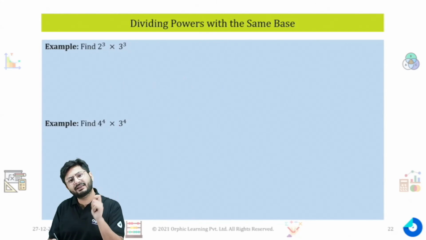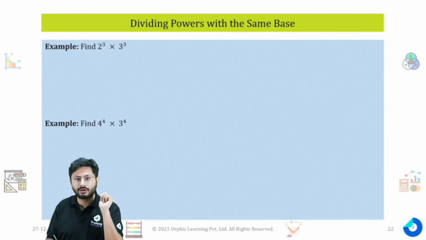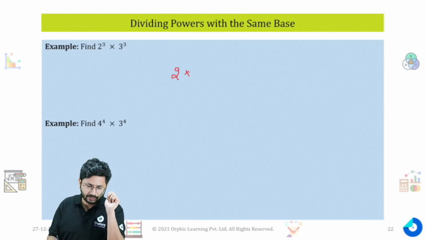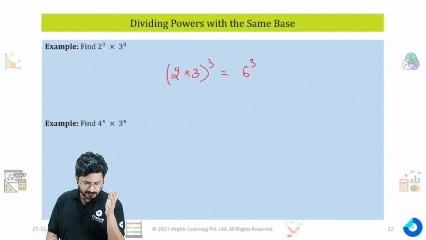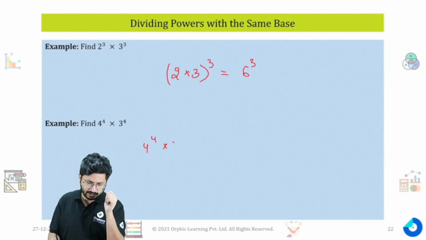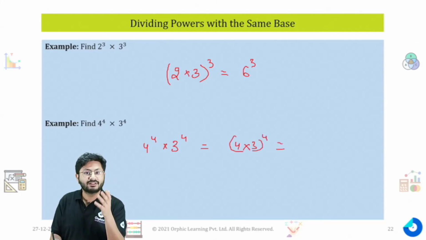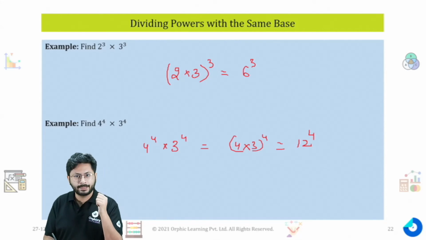So 2 to the power 3 multiplied by 3 to the power 3. So in this, the bases are different and the powers are same. So we'll apply the fourth law of exponent, which is 2 into 3 whole to the power 3, which is 6 to the power 3, which is equal to 216. Okay. Similarly, this question 4 to the power 4 into 3 to the power 4, which is equal to 4 into 3 to the power 4, which is 4 into 3 is equal to 12, and it will become 12 to the power 4. Okay.